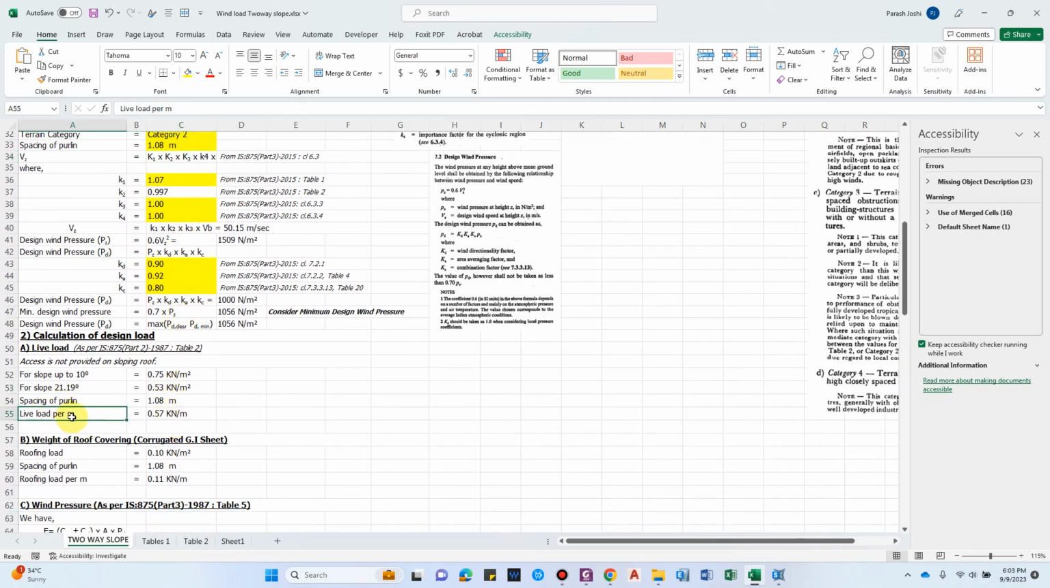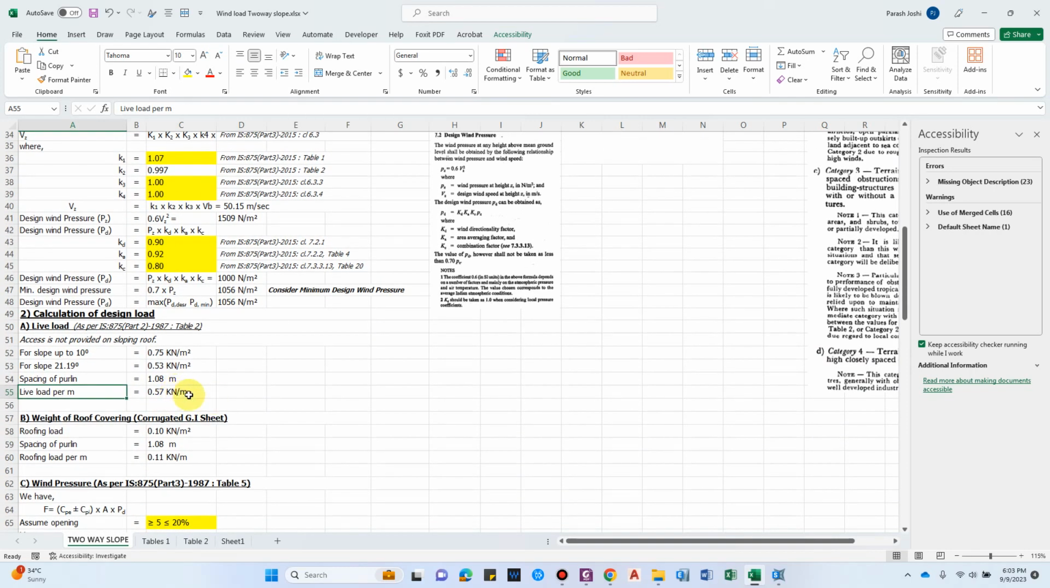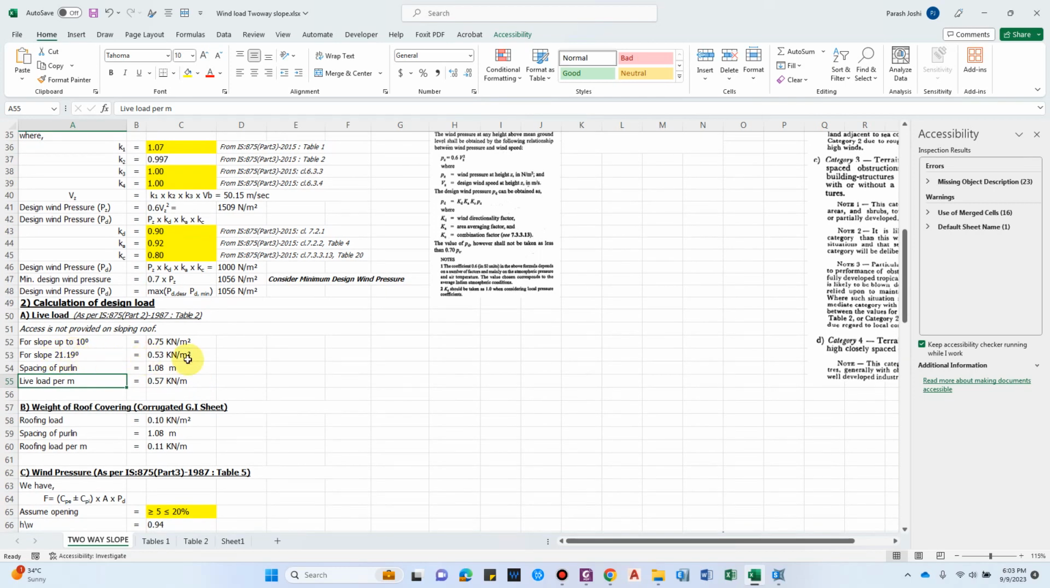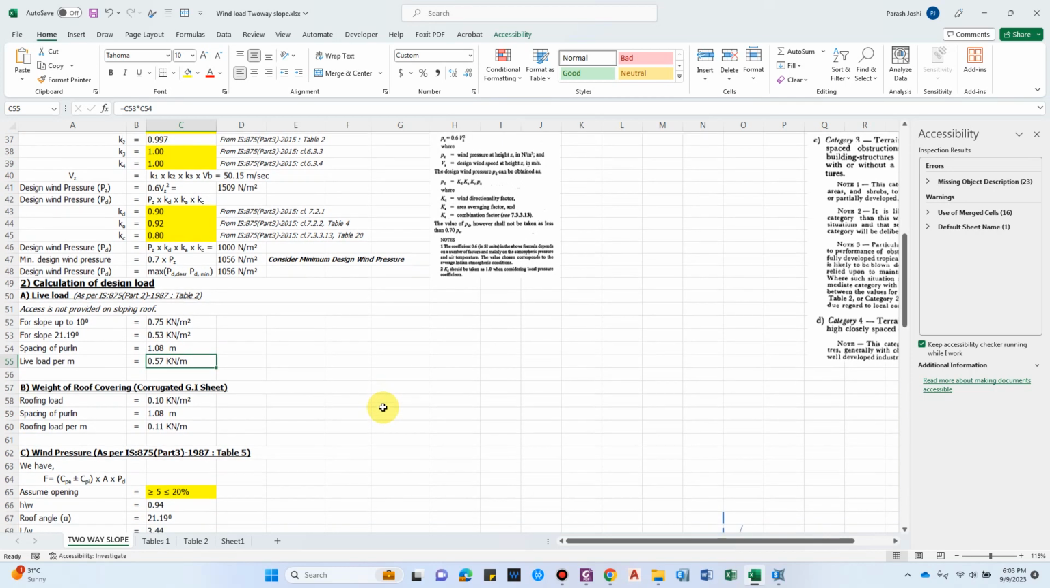So live load per meter will be 0.57 kilonewton per meter. If it was an area load, it would have been 0.53 kilonewton per meter square. Now we are distributing that load in the purlins. So multiplying with the spacing of the purlins, we get the value as 0.57 kilonewton per meter.